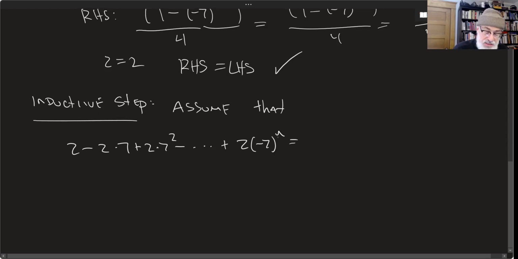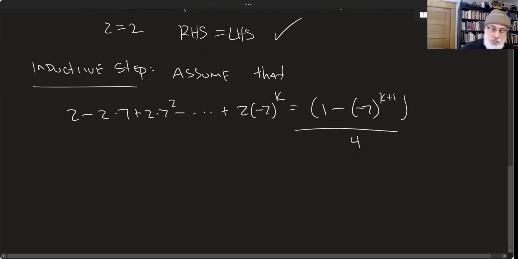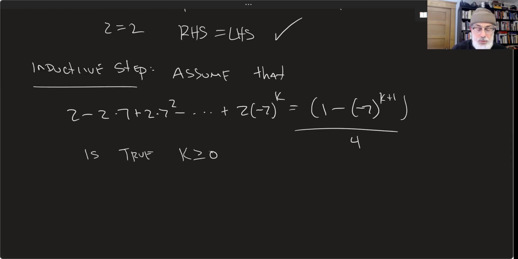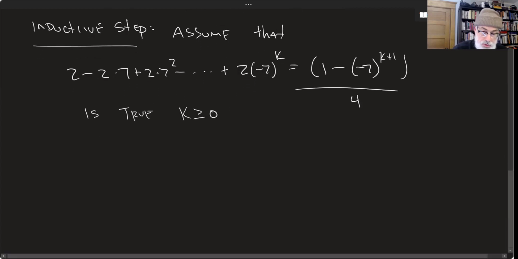And I want to replace n with k here, just so we'd be consistent with how most classes teach replacing that variable. And then we have 1 minus negative 7 to the k plus 1 divided by 4. So we're assuming that this is true for some value of k greater than or equal to 0. Meaning if k is 10, this is true from 0 to 10. Whatever k value we choose, we're going to assume that's true.